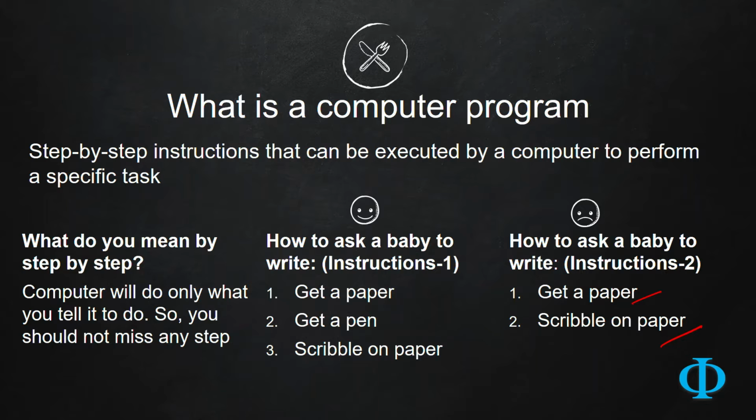So in order to make the baby successfully write on the paper, you have to be as thorough as possible about your instruction. You have to specifically mention that, okay, get a paper, then get a pen, and finally start scribbling on the paper. So whenever you write a program, always consider your computer as a baby and do not miss any of the steps.